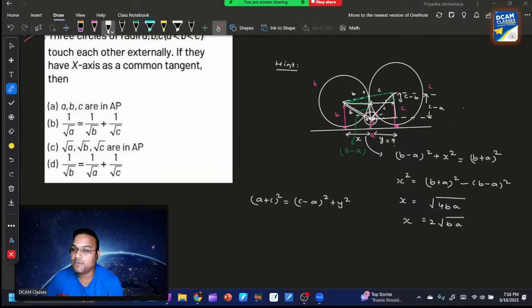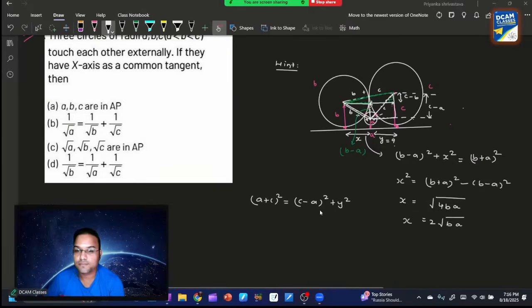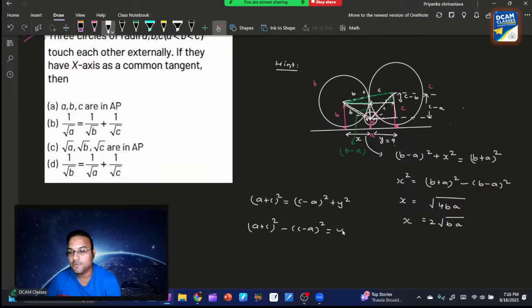Now in this particular triangle, I have framed this equation: A plus C whole square is equal to C minus A whole square plus Y square. Now I'll be able to find this value. A plus C whole square minus C minus A whole square is equal to Y square. So Y square is equal to 4AC, means Y is equal to 2 root AC.